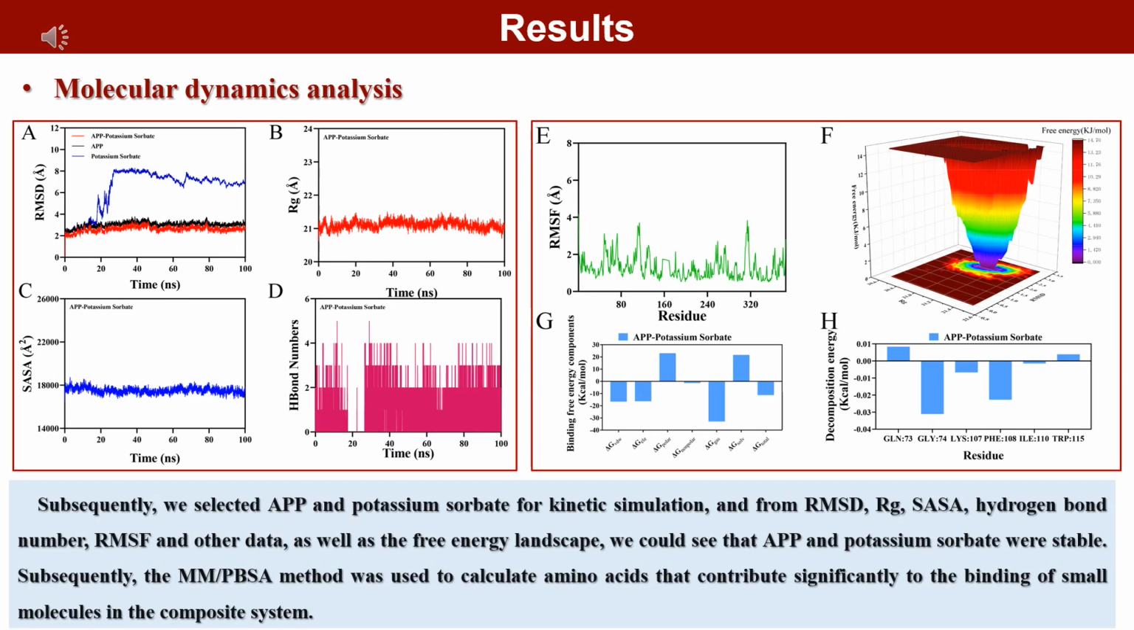Kinetic simulation of APP and potassium sorbate showed stability via RMSD, RG, SASA, hydrogen bond number, RMSF, and free energy landscape. The MM-PBSA method was used to identify amino acids with significant contributions to small molecule binding in the complex system.